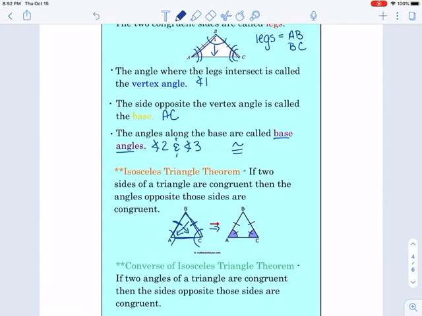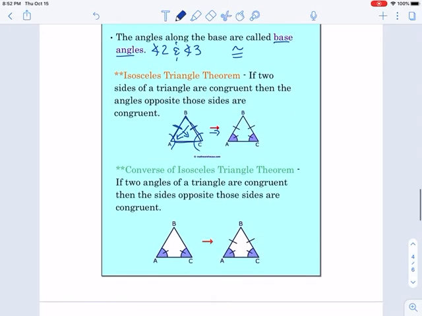You can also say the opposite of that, the converse of the isosceles triangle theorem. So if you knew that the 2 angles were equal, then I can also tell you that the sides opposite those angles are equal. So if I was given angle A is congruent to angle C, I want to go directly opposite angle A, I would have side BC. And then if I go directly opposite angle C, I'd have side AB. So that means that AB is going to be congruent to BC.